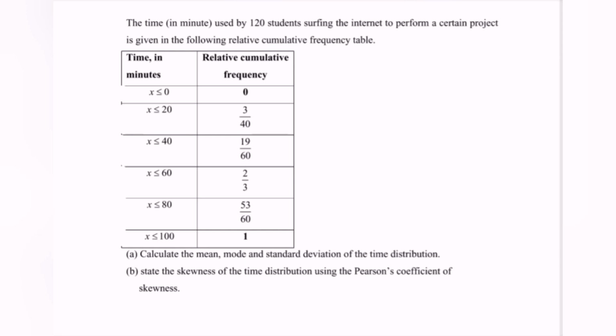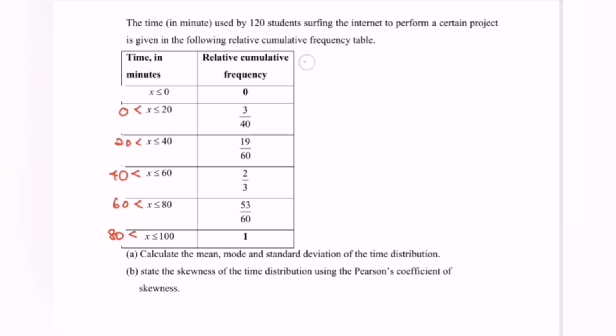Kindly refer to the table for the second column, where we have x greater than 0 and less than or equal to 20. Next, we have x greater than 20 and less than or equal to 40, followed by x greater than 40 and less than or equal to 60. Next, we have 60 to 80. Then we have x greater than 80 and less than or equal to 100. Next, followed by the second part, which is the relative cumulative frequency. Relative means that we have decimals or fractions.